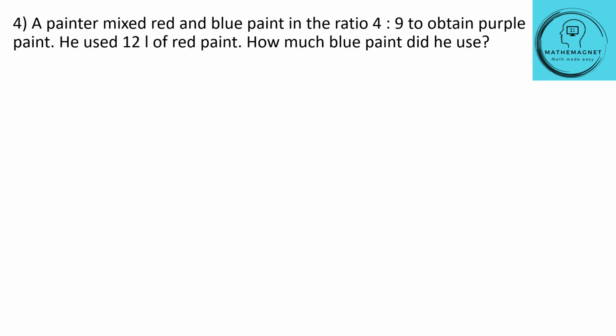Question number 4. A painter mixed red and blue paint in the ratio of 4 is to 9 to obtain purple paint. We all know when you mix red and blue you get purple, right? So this painter has mixed in both these paints in a ratio of 4 is to 9 and he has used 12 liters of red paint. How much blue paint did he use? So let's see how to go about it.